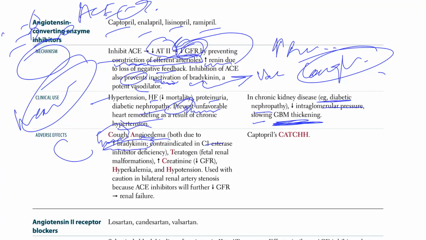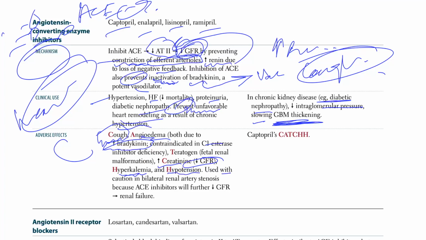It is teratogenic. Fetal renal malformation can occur. Increases in creatinine because of decrease in GFR. Hyperkalemia can occur. Hypotension can occur because you're inhibiting the ACE.